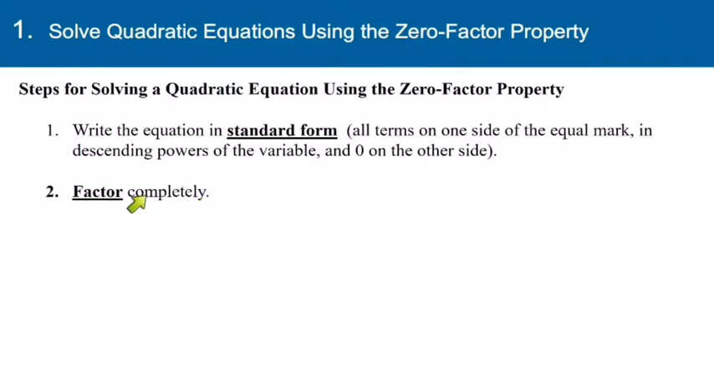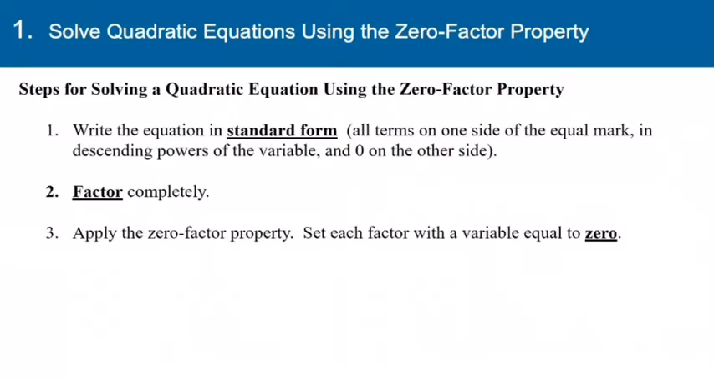Then factor completely. If there's a GCF, factor that out first. Then after you factor out the GCF, if there's a remaining trinomial, then factor that trinomial. When you've got it completely factored, then you can apply the zero factor property. Set each factor that contains a variable equal to 0.